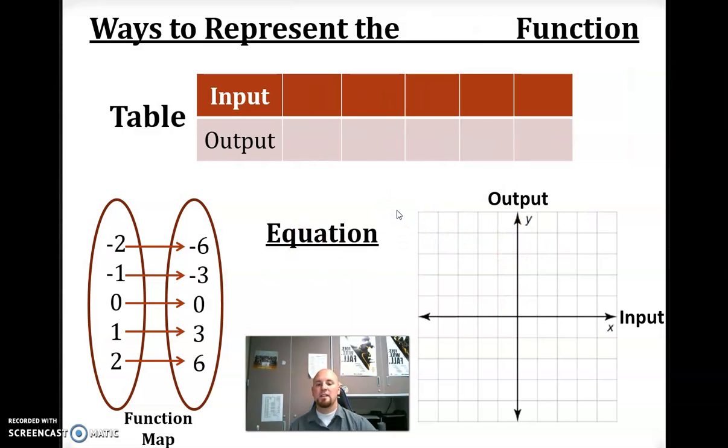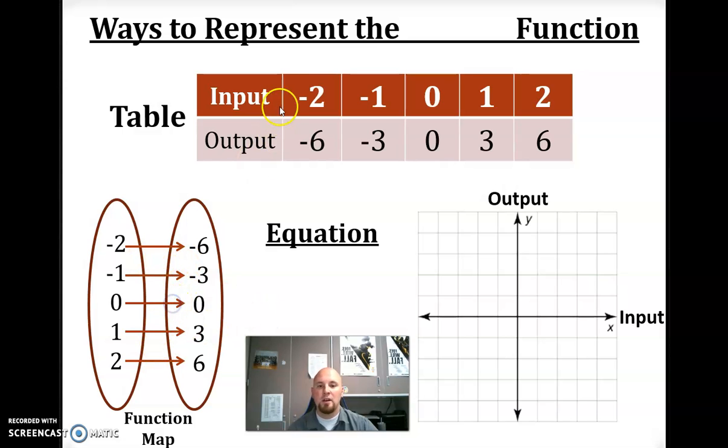Okay? So here's another one. Here's the function map: negative 2 to negative 6, negative 1 to negative 3, 0 to 0, 1 to 3, 2 to 6. What am I doing? Okay, well, it's kind of tricky. If I put it in a table, it would look like this: negative 2 to negative 6, negative 1 to negative 3. I could even graph it, and it would look something like this on the graph. Well, what I'm actually doing is multiplying by 3. So my equation would be whatever x is, you multiply that by 3. 0 times 3 is 0, 1 times 3 is 3, 2 times 3 is 6, and so on and so forth.